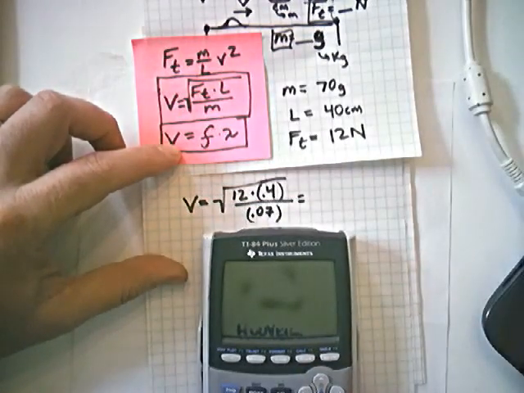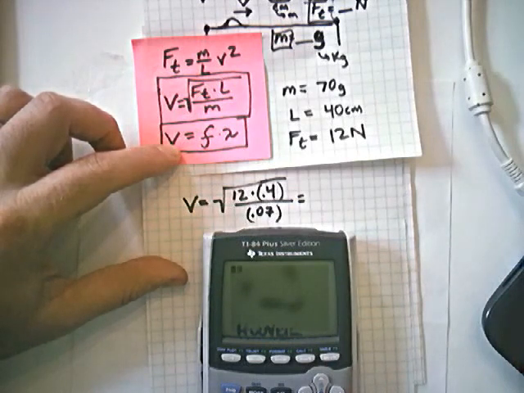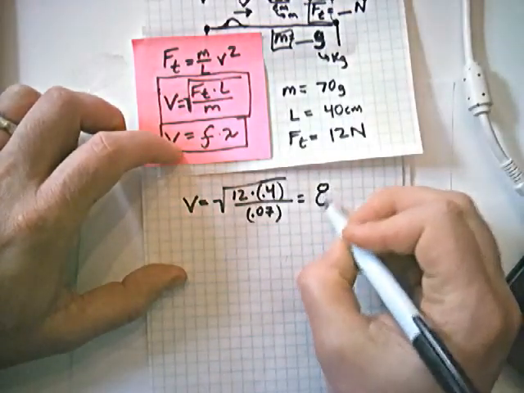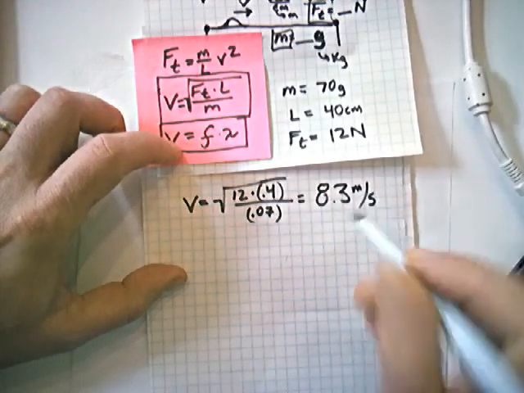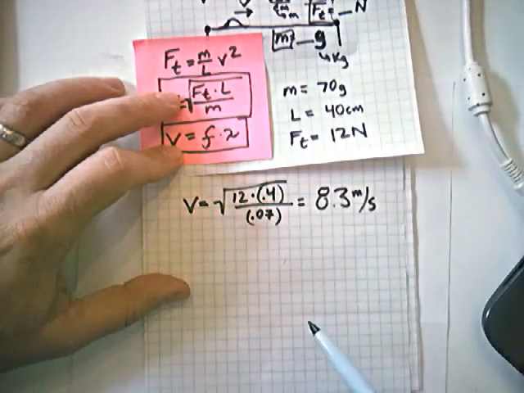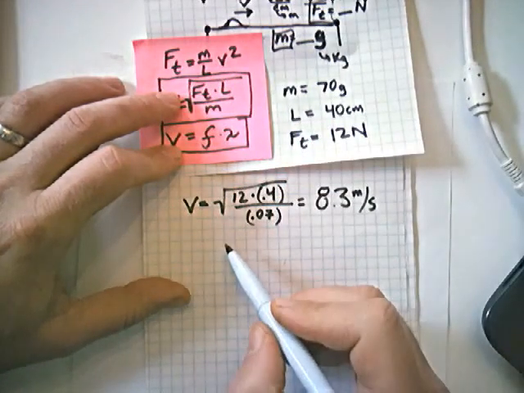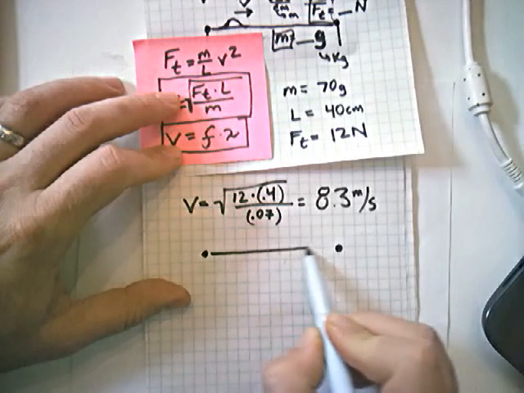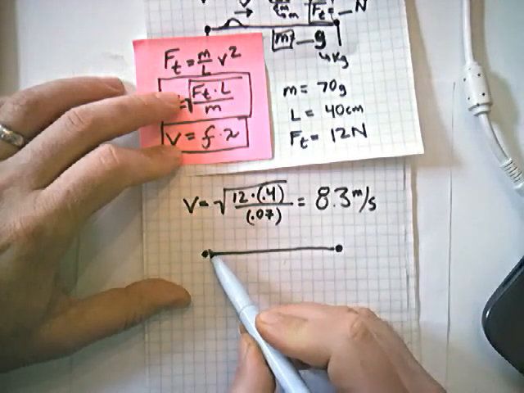This is going to tell me how quickly this wave will move across this string of this length, of this mass, and this tension. So 12 times 0.4 divided by 0.07, square root. 8.28. Let's just say 8.3 to make it easier on ourselves. That's the speed at which the wave can move across the string. So here's the wave moving across. That's the speed.